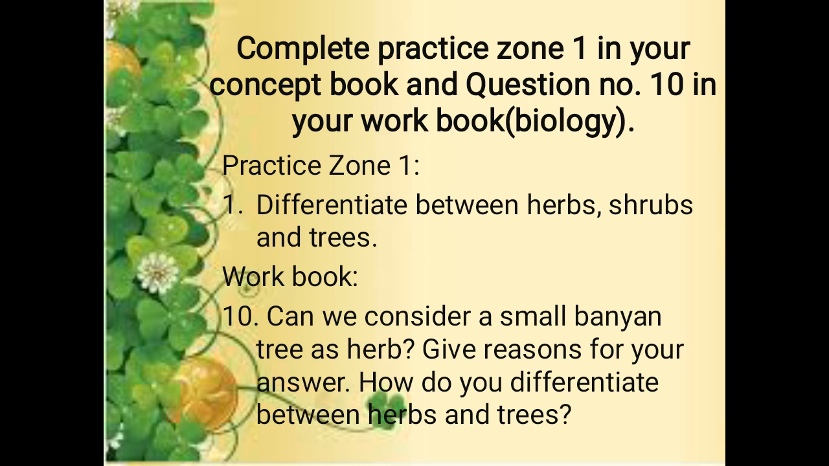And now it's your homework time. Okay. Take your concept book. In that, practice zone 1 in chapter 2. That is, differentiate between herbs, shrubs and trees. And now take your workbook, that is the biology workbook. And in that, the 10th question. Can we consider a small banyan tree as a herb? Give reason for your answer. And also, how do you differentiate between herbs and trees? Just finish your work and upload it in the Google Classroom app.